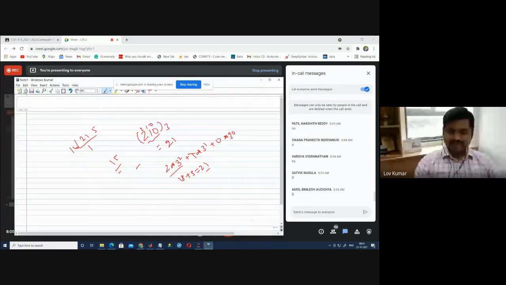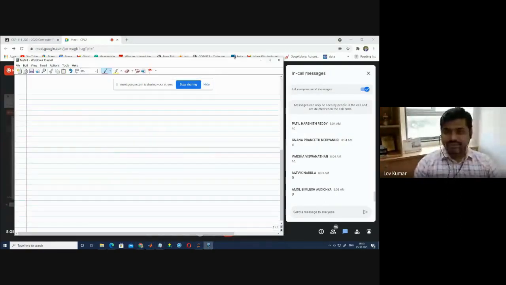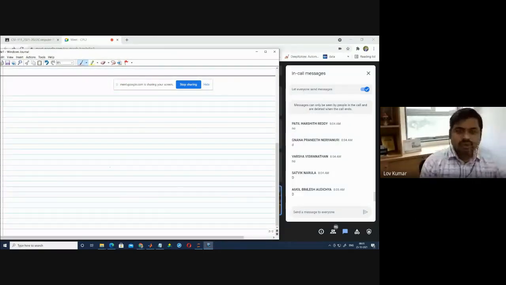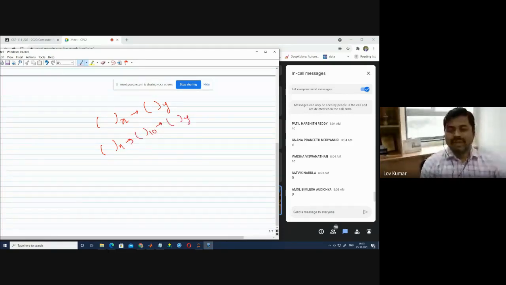Okay, so now you can see, today we are going to discuss one important topic, that is how to convert any base to any base. So as an example, if you want to convert base x to base y, then the procedure is first we have to convert base x to its base 10 decimal value, and then we will convert the decimal value to base y.